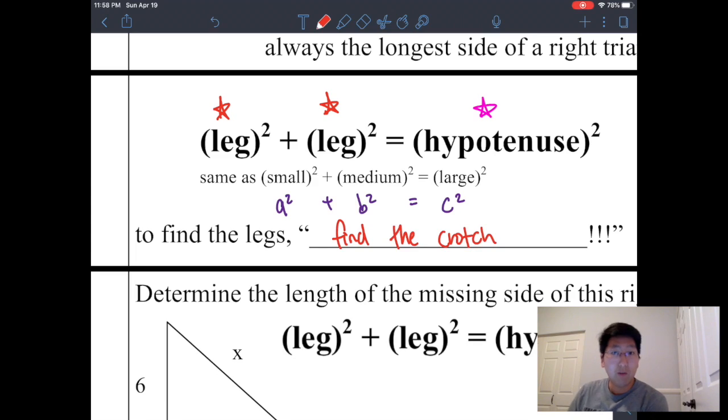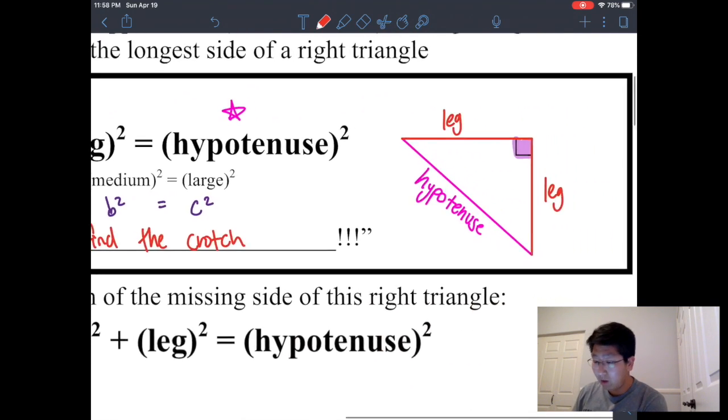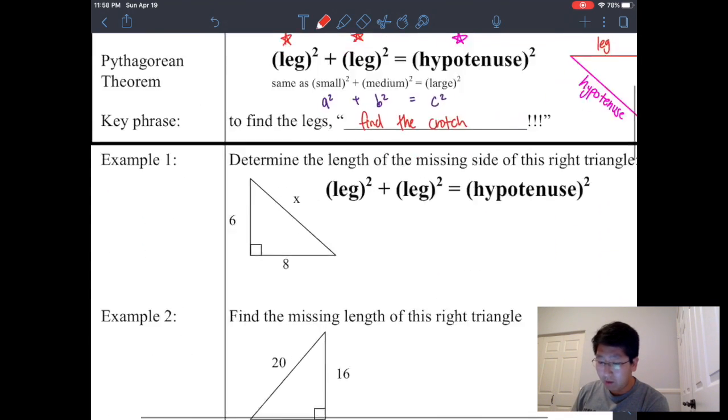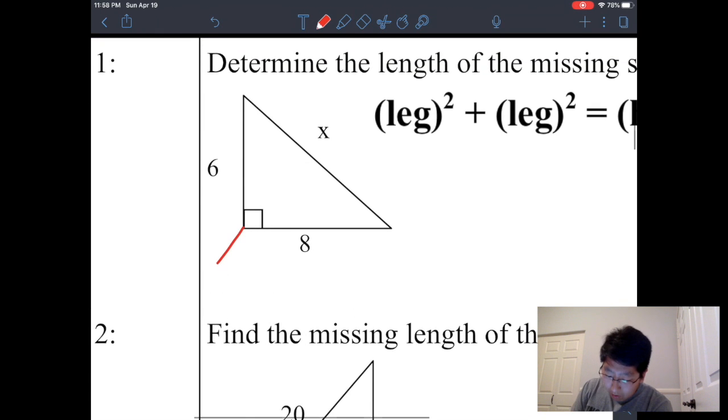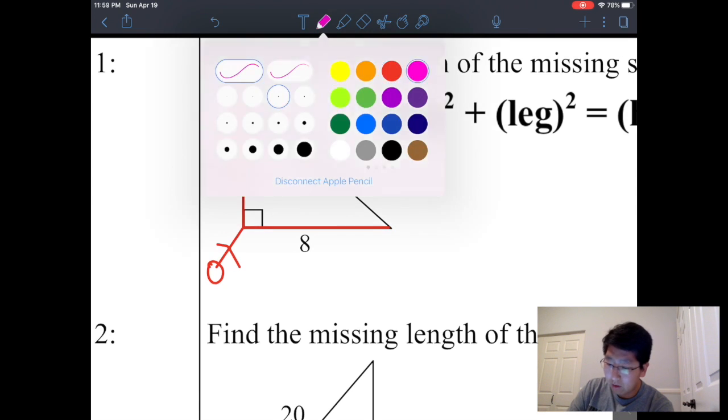So when you have two legs, right, there's the crotch. Now, some of you guys might think that's funny, but it's actually going to help us learn. Right here, we're going to draw a person. If I draw a person, that means that these two are the legs. We have 6 and 8. Those are the legs.